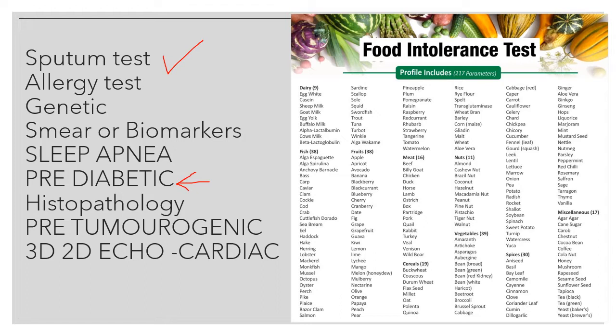Pre-tumorigenic test. Pre-tumorigenic is very useful nowadays because in Asian and certain other countries as well, northern countries, there have been a lot of invasions of cancers: prostate cancer, blood cancer, lung cancer, breast cancer. So these could be identified earlier. And the last one you have is 2D echo and 3D echo. The echo test is basically for the heart, for cardiological screening.